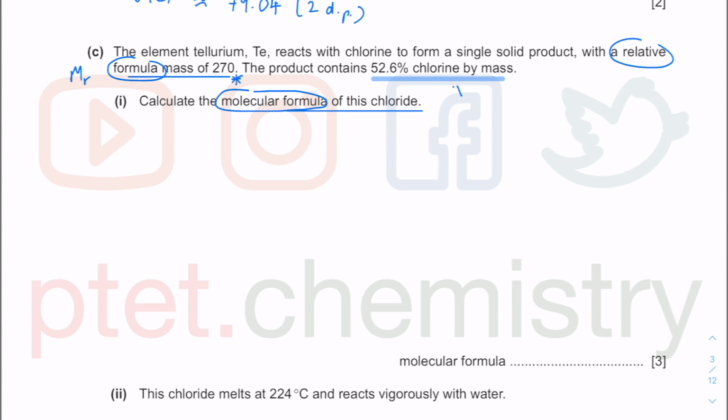If you have this much chlorine, then the percentage of tellurium is going to be the remaining percentage, meaning the difference, because you only have 2 elements. You have tellurium as well as chlorine, so this is 47.4% tellurium. So I'm going to work out the empirical formula, the simplest whole number ratio of atoms. So I'm going to work out the moles. In terms of the mole, there's the mass, 400 gram, tellurium in group 6, just below your selenium.